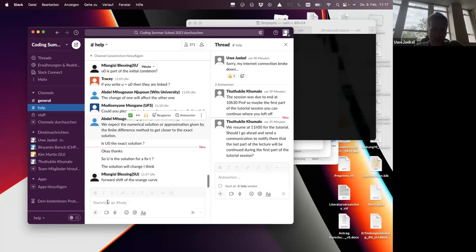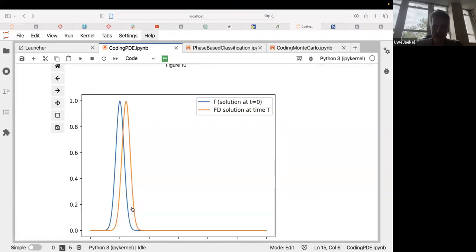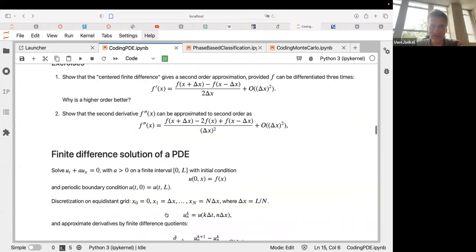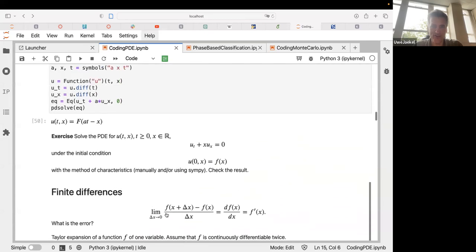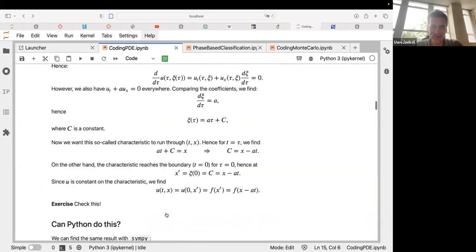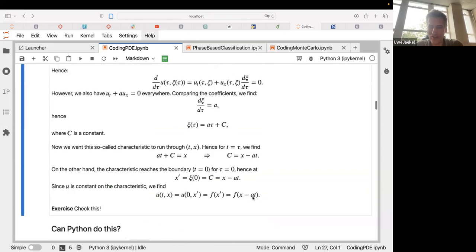Somebody's writing. I will wait for a second. Okay. Forward shift of the orange curve. Exactly. The orange curve is now shifted by 1, and if our analytical solution is true, we expect it to be shifted to A is 1, T is 5.